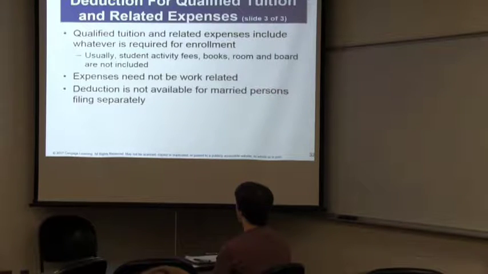With this deduction, you only get to take tuition and fees, basically. But no student activity fees, books, room and board, travel, etc.